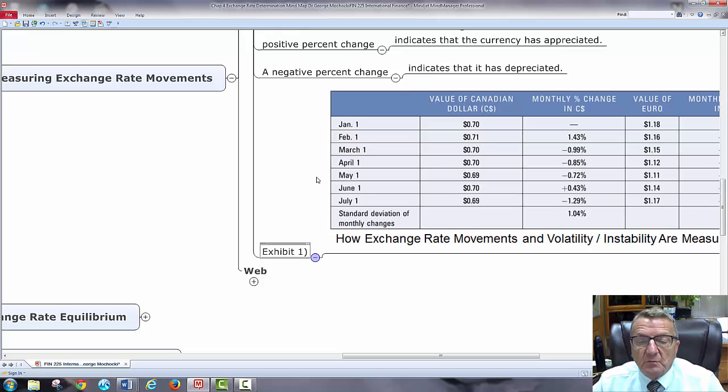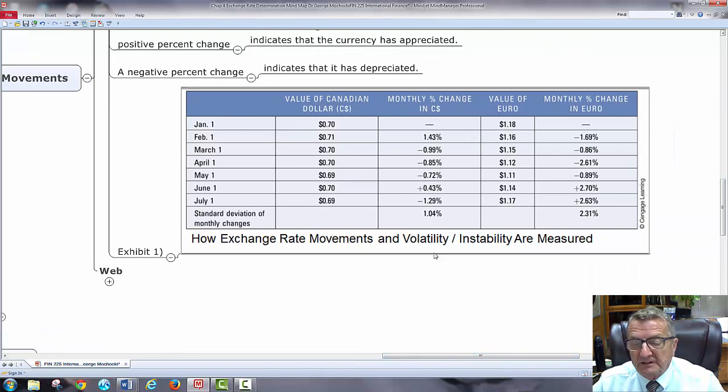Now if I look at Exhibit 1, they're just looking at how the exchange rates' movement, volatility, and stability are measured, for lack of better words. Okay, so now look at the numbers. Look at the dollars. The value of a Canadian dollar, the value of this, and what's the change. So you can see the changes were, here's a positive change, which is good. Okay, here's a negative change.